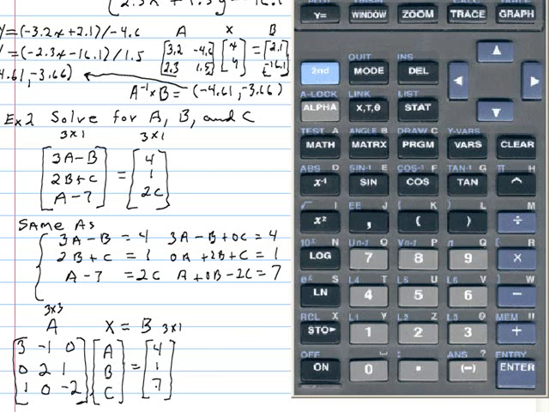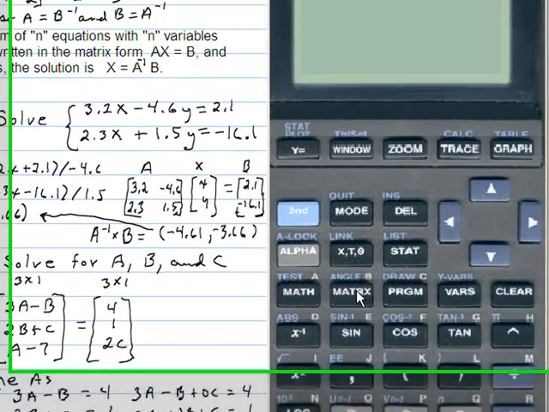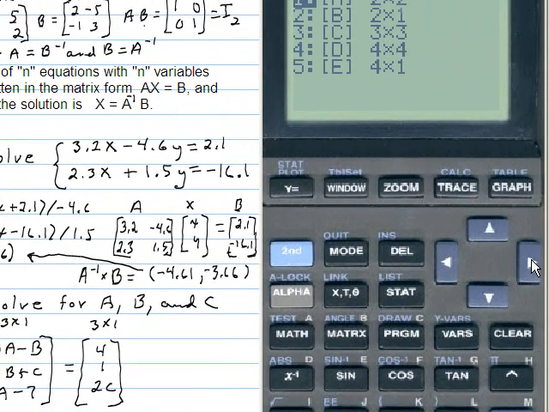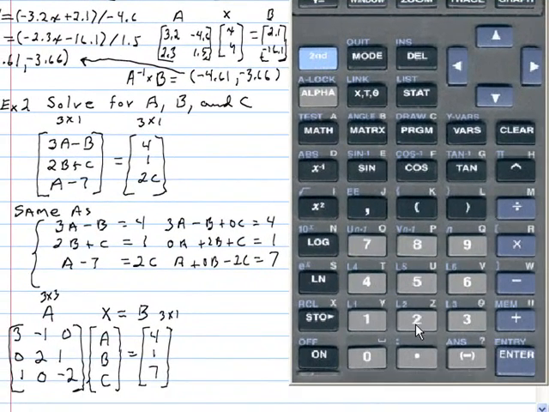I actually did not load the B matrix, so I'm going to go back and reload the B matrix in matrix B of the calculator, that is matrix 2. So to load matrix B, I'm going to go matrix, edit, 2. Right now it's a 2 by 1. I need it to be a 3 by 1, so I go 3, enter, 1, enter. And I enter my numbers 4, 1, and 7. 4, enter, 1, enter, 7, enter. So now I've got my matrix B.